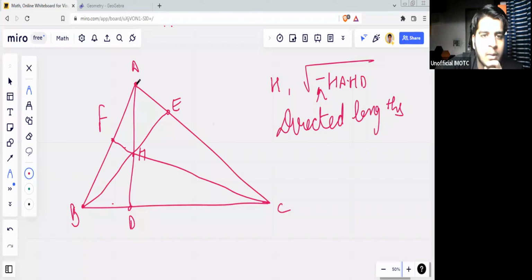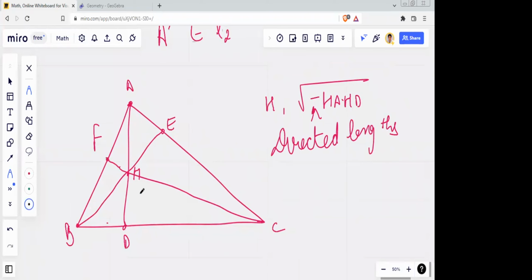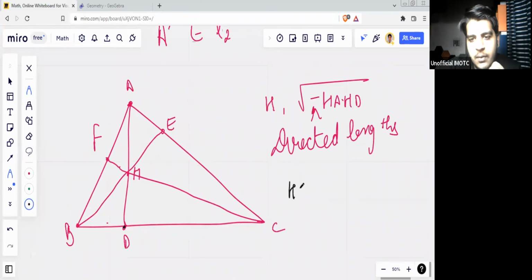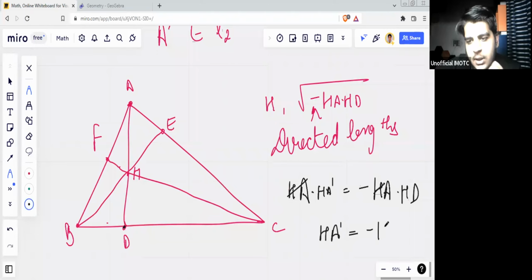What will be the inverse of A, Anurag, or anyone basically? It will be like D. Correct. So when you take the inverse of A, HA into HA dash should be minus HA into HB under the square root of this thing. HA cancels out. So HA dash should be equal to minus HB.